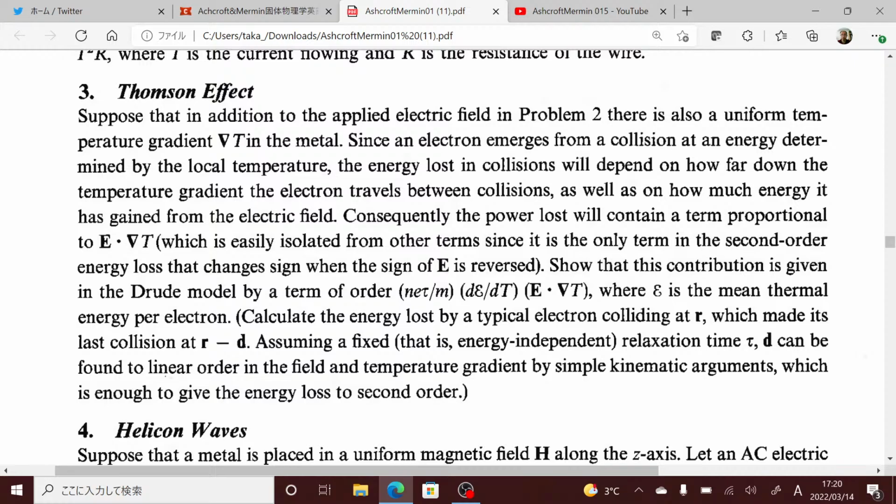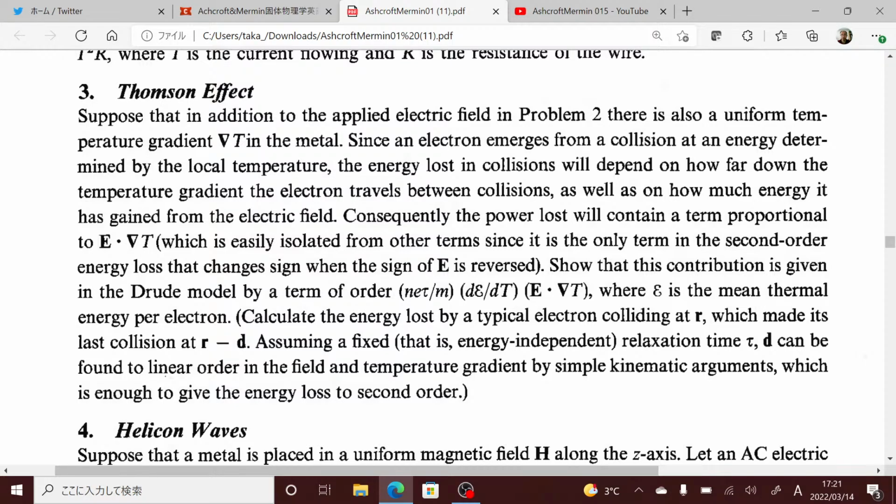So that this contribution is given in the Drude model by a term of order Ne tau over M, d epsilon-bar over dT, E dot nabla T, where epsilon-bar is the mean thermal energy per electron. How do you call it? Decorated E.